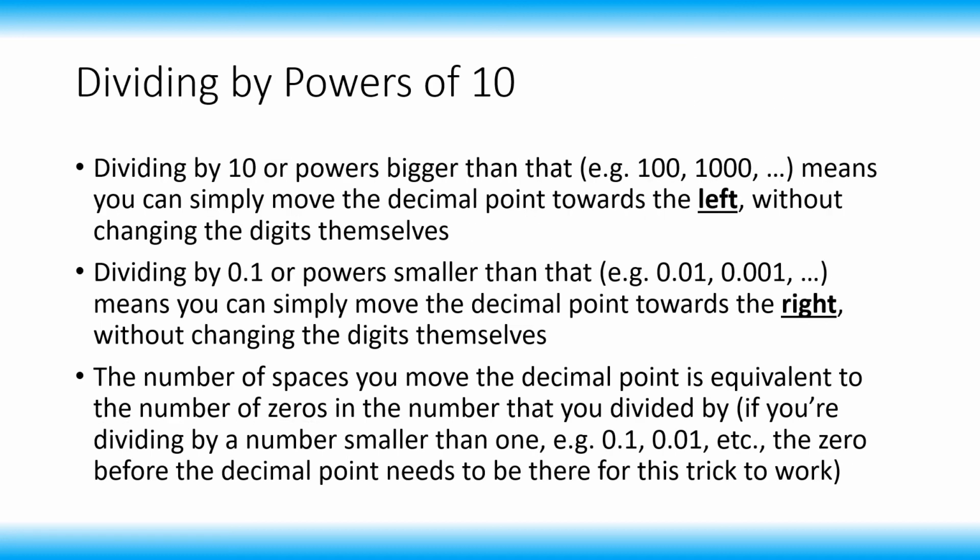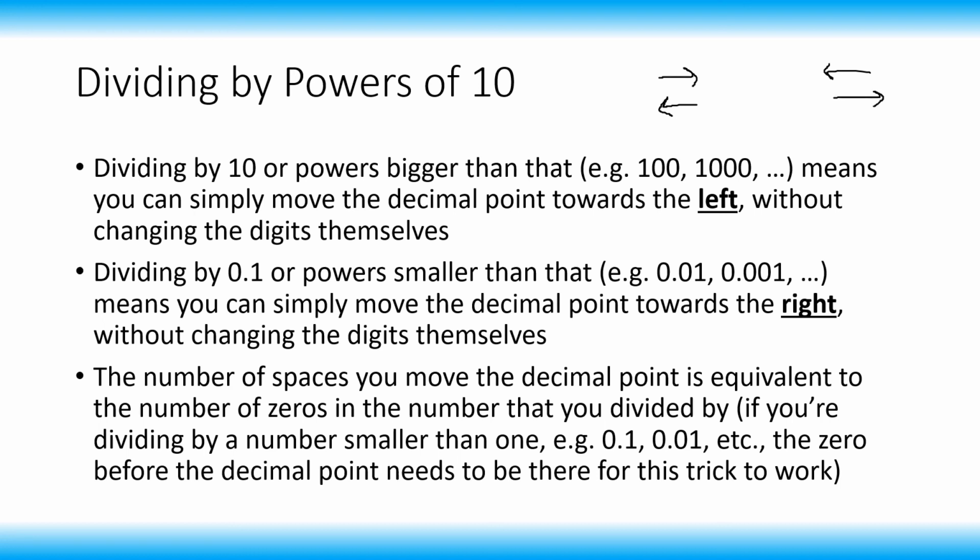And just to wrap up, we'll talk about dividing by powers of 10. So it's almost exactly the same idea, except the directions are flipped. For multiplication, when we were multiplying by big numbers, so 10, 100, 1,000, we move to the right. With division, when you're dividing by 10 or something bigger, you move to the left. And with multiplication, when we were multiplying by the really small things, so multiplying by a tenth, 0.1, a hundredth, 0.01, and so on, then we were moving to the left, and in division, we're moving to the right.